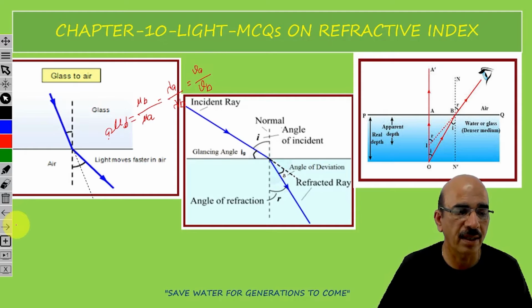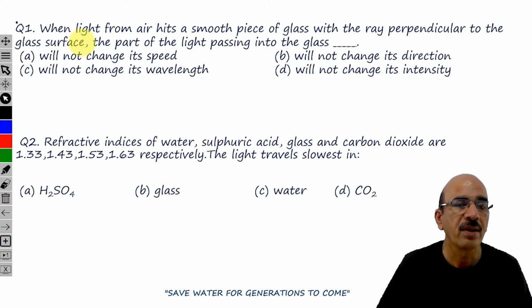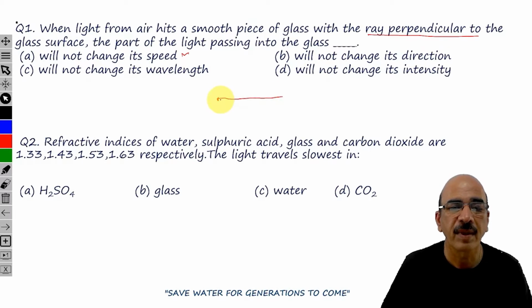Now let's begin with the first question. When light from air hits a smooth piece of glass with the ray perpendicular to the glass surface, the part of the light passing into the glass, out of these four options, which will be the correct option? First of all, we have to understand the ray perpendicular to the glass surface. This is the glass surface here, and the ray of light is falling perpendicularly.